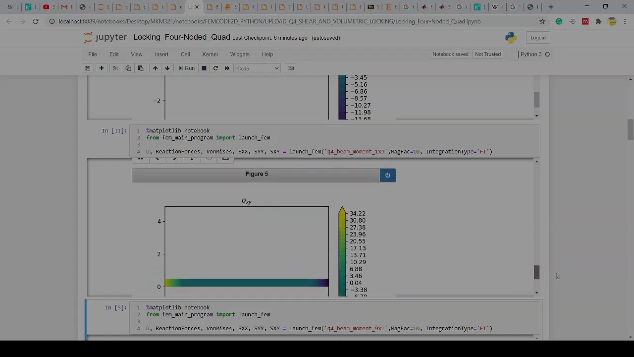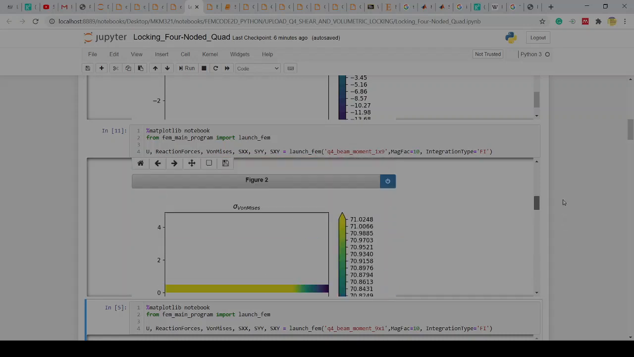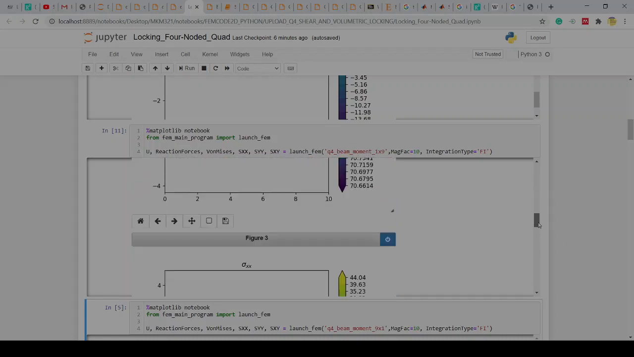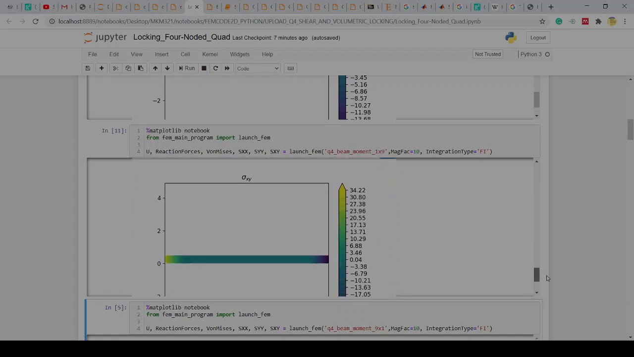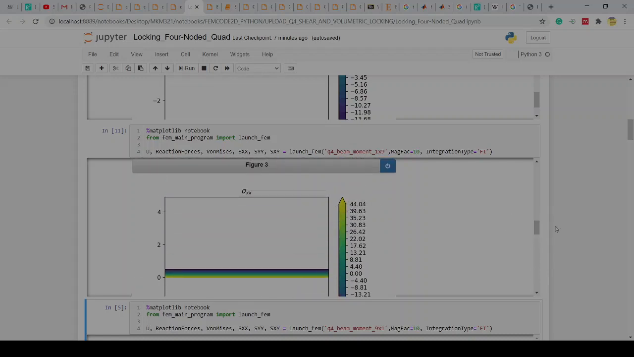Sigma XY is now for the first time at least under the Sigma XX, but it's still very large. And so the von Mises that we see here, that is up to 70, is mostly made up of the shear contributions. Or largely, it's a large contribution from the shear and from the Sigma YY. It's not only coming from the Sigma XX. Okay. So that is using 9 elements along the length.